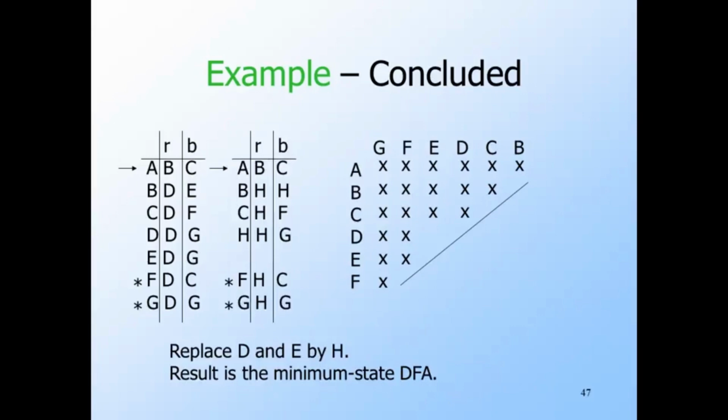Thus, D and E form an indistinguishable group of states, and we can replace them by a representative. We choose the new state H as the representative, and all transitions from other states to D or E are replaced by transitions to H. The rows for D and E are replaced by a row for H. As D and E transition to D on input R, H transitions to itself on R. The transition on input B for H is to G, which is the same as it was for both D and E.